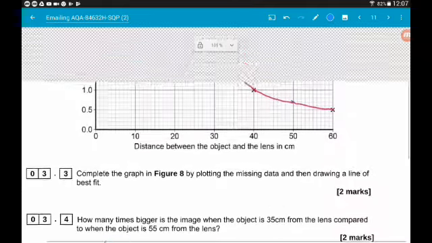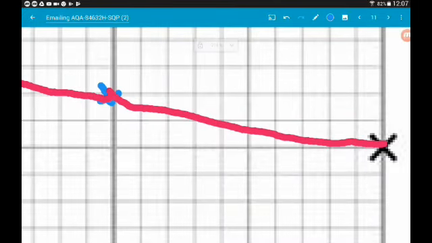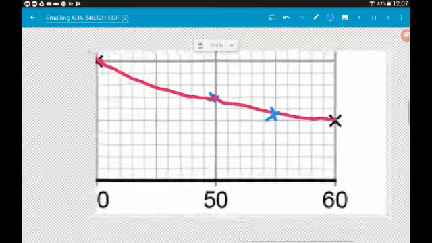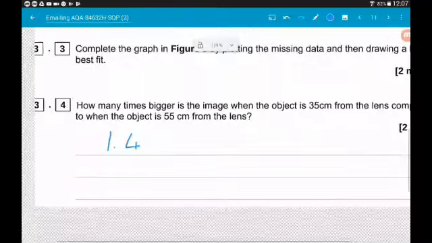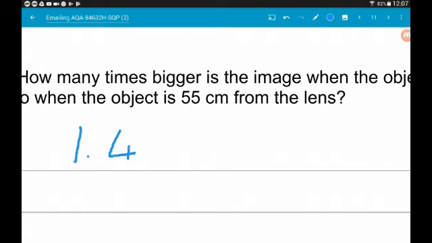and then we do the same at 55, go up until we hit the curve. So let's say it's about there. That's going to be about 0.6. So to work out how many times bigger 1.4 is than 0.6, we do 1.4 divided by 0.6, which is about 2.3 times bigger.